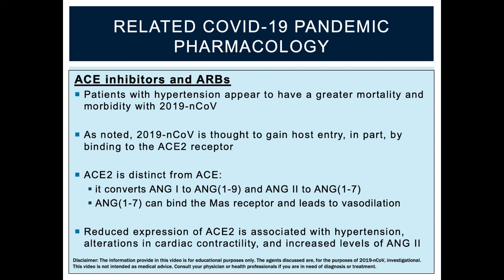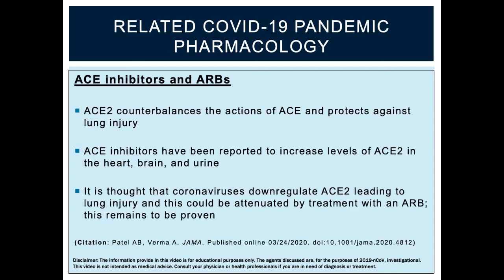However, importantly, ACE2 is not inhibited by angiotensin-converting enzyme inhibitors at clinical doses. Thus, while it's tempting to think that reducing ACE2 expression might be associated with decreased viral binding to host cells, it could lead to hypertension and affect cardiac function. In addition, ACE2 appears to counterbalance the actions of ACE and protects against lung injury. It's thought that coronaviruses downregulate ACE2, and this leads to lung injury, and this could be attenuated by treatment with ARBs, but this remains to be proven.